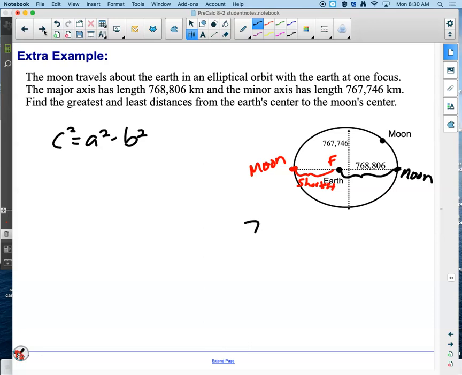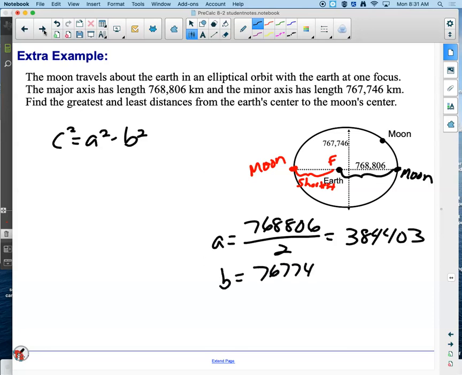we had 768,806. We would divide that by 2 to get a, and that is 384,403. I don't want to make you sit and watch me type that in, divided by 2. So there's A. And then B, semi-minor axis, 767,746 divided by 2, 383,873. So yeah, we got some math to do with those buggers.